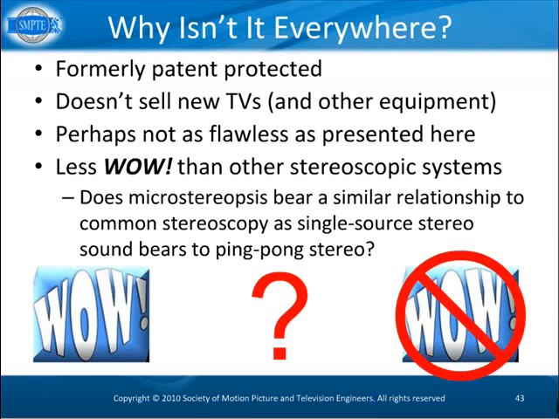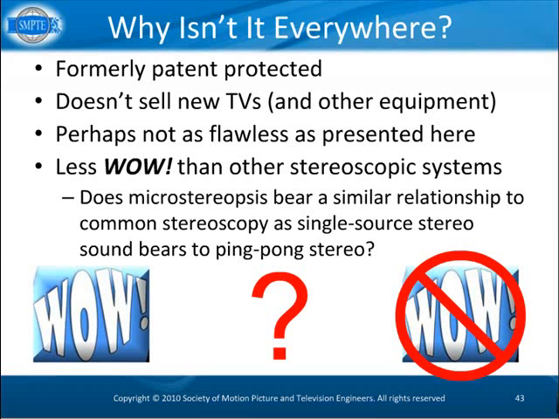And also, we are working on my recollection of something that happened 31 years ago, and perhaps it is not as flawless as I've presented it here. But then there's a fourth reason. It offers less wow than other stereoscopic systems, and that's certainly what Steve Sclair was trying to demonstrate at the Digital Cinema Summit when he went to the very limited interaxial distance. It certainly was less 3D-ish, less enveloping than the other stereoscopic systems.